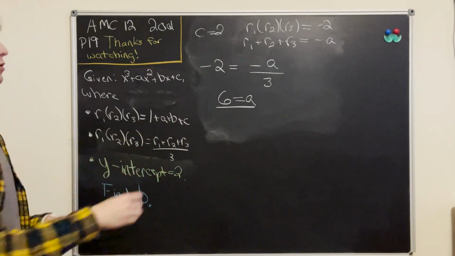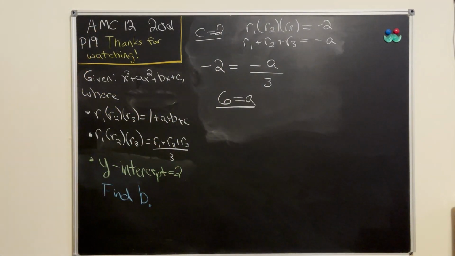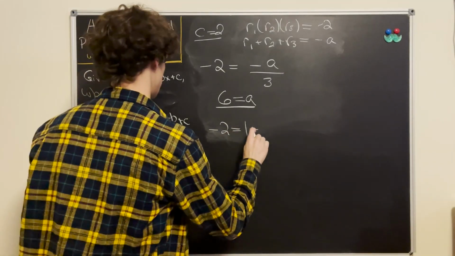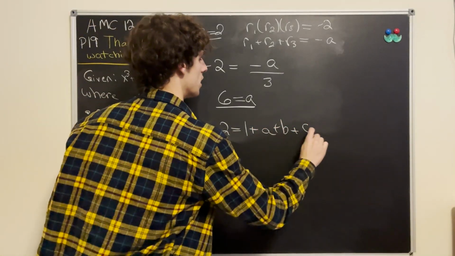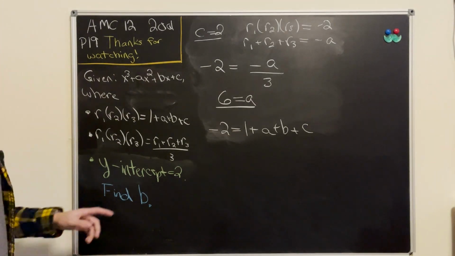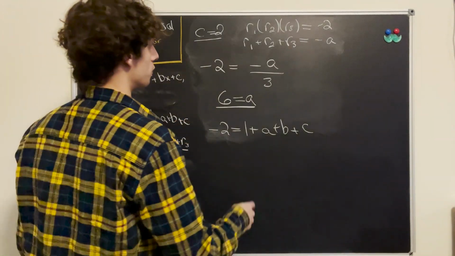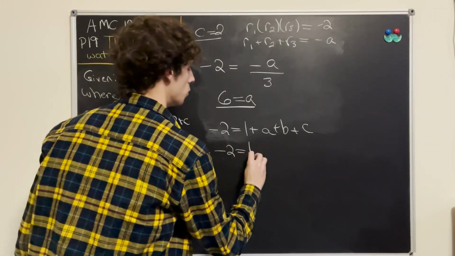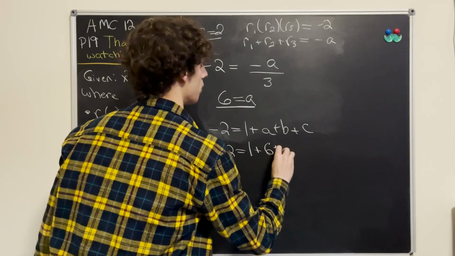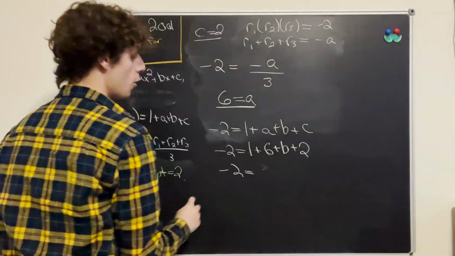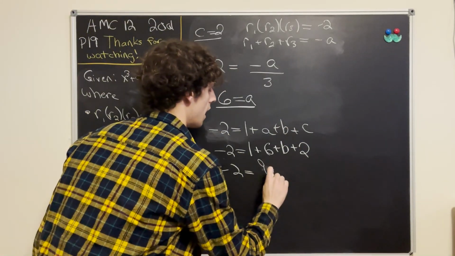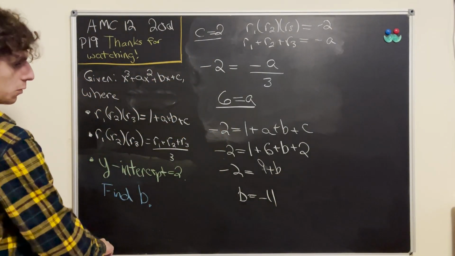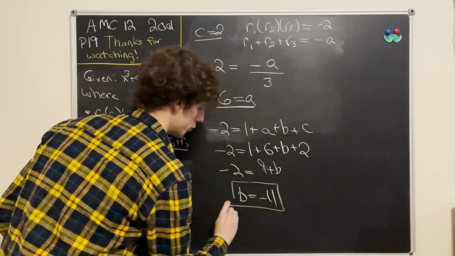And now that we know that 6 equals a and c equals 2, we can use this fact here, which tells us that minus 2 is equal to 1 plus a plus b plus c. And then we can substitute in 2 and 6 for c and a respectively. That gives us negative 2 equals 1 plus 6 plus b plus 2, which gives us minus 2 is equal to 9 plus b, and that means that b is equal to negative 11, which is our final solution.